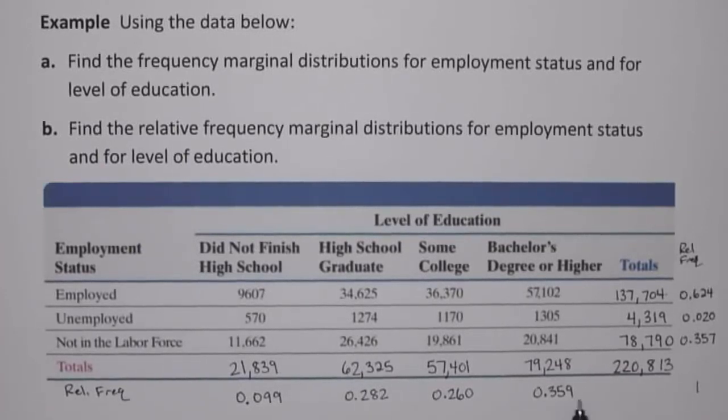And again, without rounding, if I add these up, that should add up to 1. So what does it really mean? About 9.9% of U.S. residents aged 25 and older in November of 2018 didn't finish high school. About 28.2% were high school graduates, 26% had some college, and 35.9% had a bachelor's degree or higher. So this is a contingency table, and this is the idea of a frequency marginal distribution and a relative frequency marginal distribution.